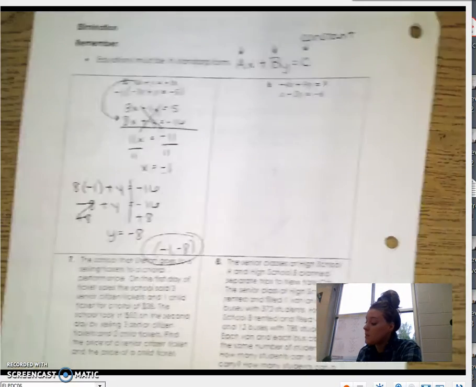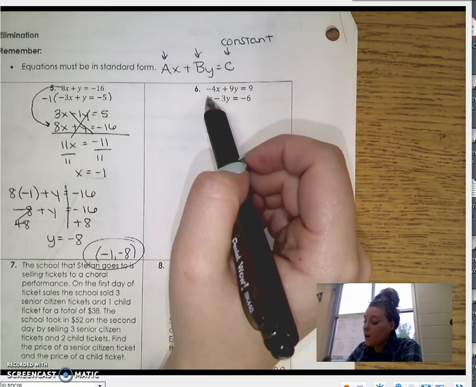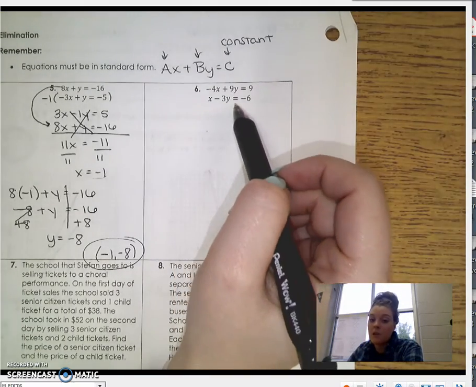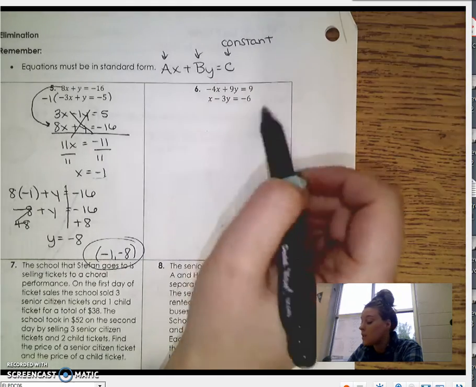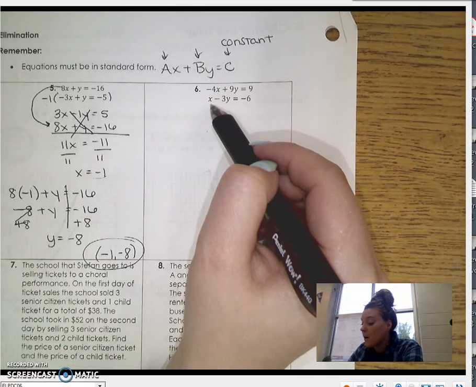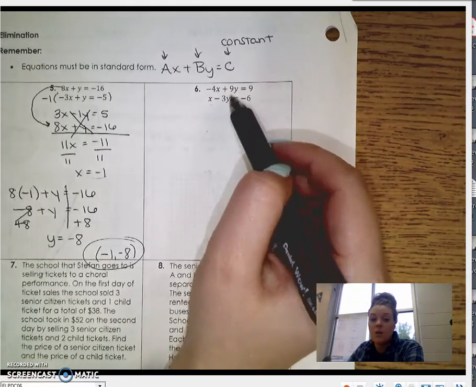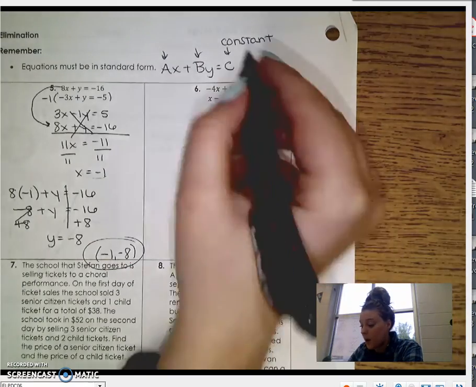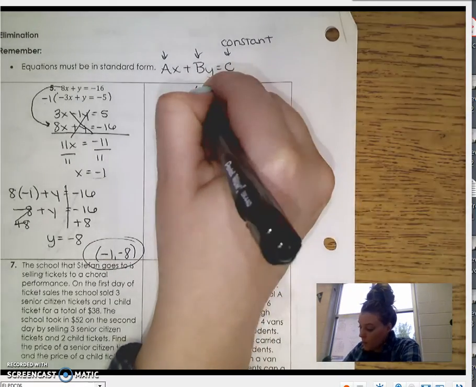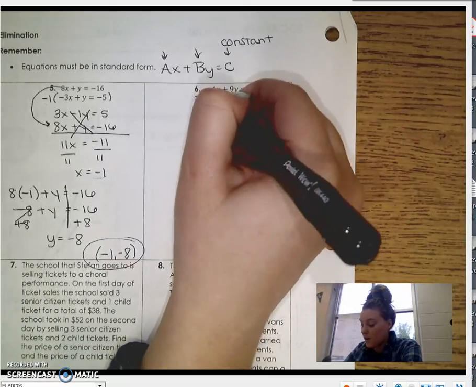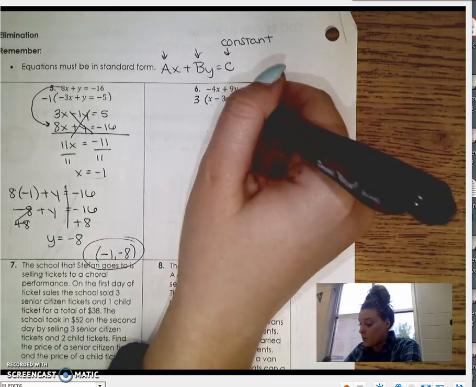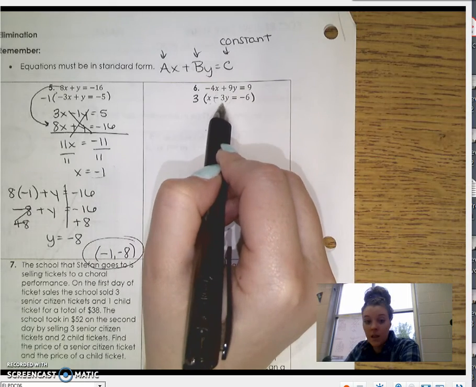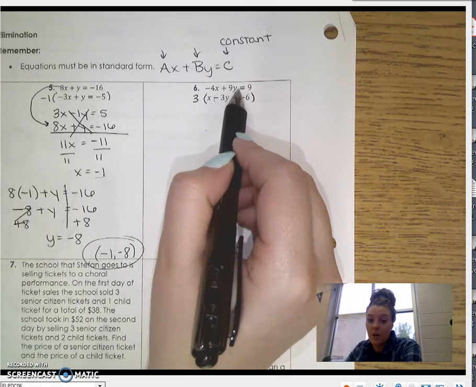Alright, number 6 is very similar. So I'm looking at our top equation, negative 4x plus 9y equals 9, and x minus 3y equals negative 6. Looking at here, negative 4x plus x does not give me 0, 9y plus negative 3y does not give me 0, so I need to find a zero pair. I'm going to multiply my bottom equation by 3, that'll again cancel out my y. By multiplying this by 3, I'm going to get negative 9y here, and I have a positive 9y up here.